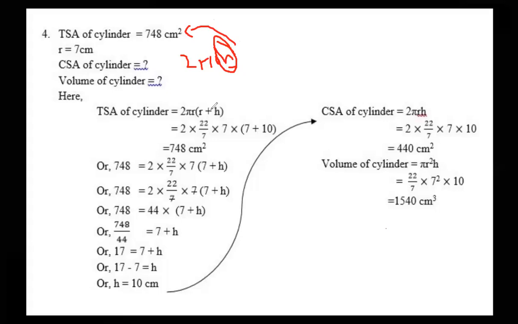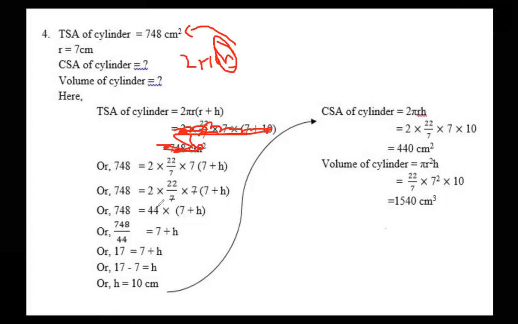So PSA of cylinder is 2 pi r (r plus h). This is yesterday's question. Let me erase this one. This is the previous question. What is the value of PSA of cylinder? 748. So 748 equals 2 pi, that is 22 by 7, into radius 7, bracket 7 plus height, which we don't know. Now 7 and 7 will be cancelled.